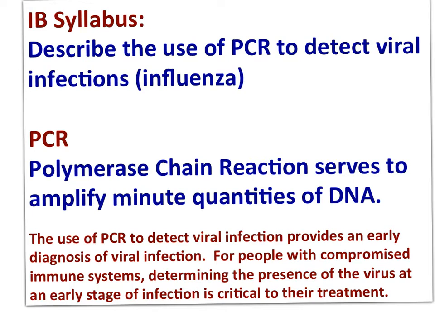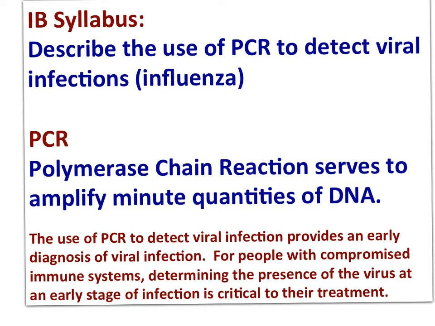You might say pathogen RNA? Yes, many viral pathogens are RNA viruses, retroviruses. Influenza and HIV are retroviruses, RNA viruses. The second statement, polymerase chain reaction, serves to amplify minute quantities of DNA. The use of PCR to detect viral infection provides an early diagnosis of viral infection. For people with compromised immune systems, determining the presence of the virus at an early stage of infection is critical to their treatment.